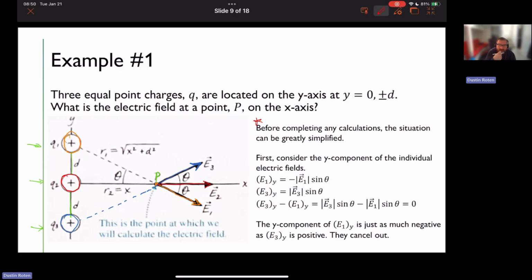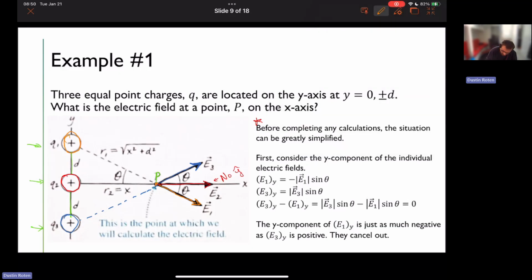First, let's consider the y component of the individual electric fields. Obviously, there's no y component on this particular vector. It's all in the x direction. So we don't have to worry about E2, the electric field from the second charge. What we do need to worry about are these other two, the Q1 and Q3 electric fields, because they actually have a vertical component.